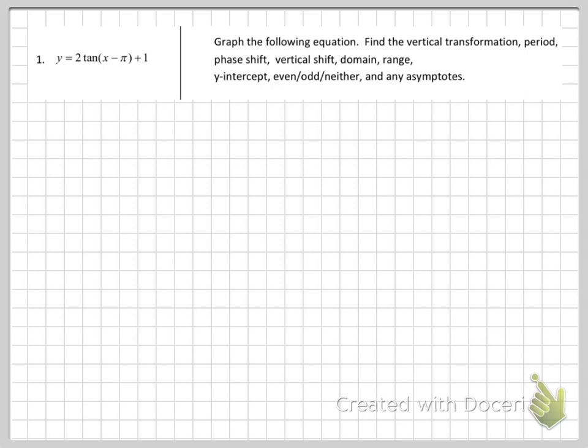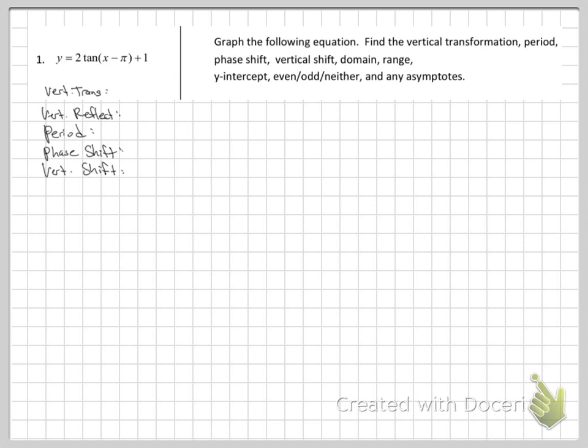Okay, let's do our first example. So I am going to set up the normal answer blanks that you could do before you start graphing it. So those would be vertical transformation. I'm going to pause this and just write these down. Okay, there you go. They were also at the top, right? Vertical transformation, vertical reflection, period, phase shift, vertical shift. Let's just start answering this.